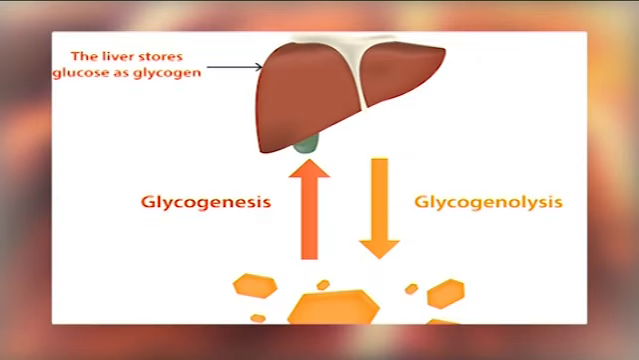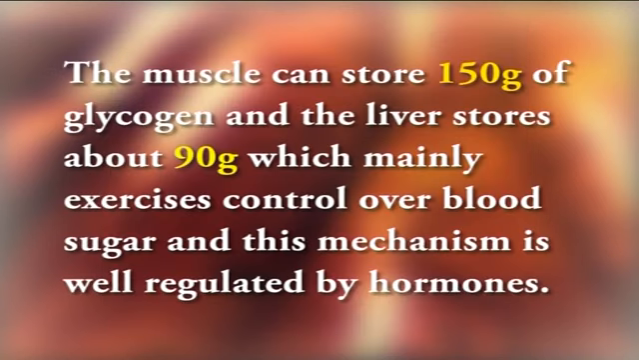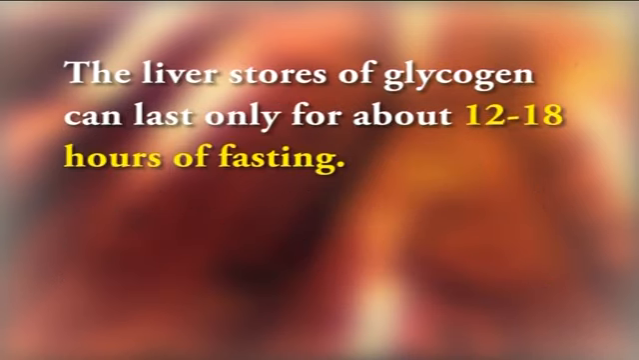Liver is capable of storing only a limited amount of glycogen. When the need arises, the reserve store is quickly converted to glucose. The muscle can store 150 gram of glycogen and the liver stores about 90 gram, which mainly exercises control over blood sugar, and this mechanism is well regulated by hormones. The liver storage of glycogen can last only for about 12 to 18 hours of fasting.